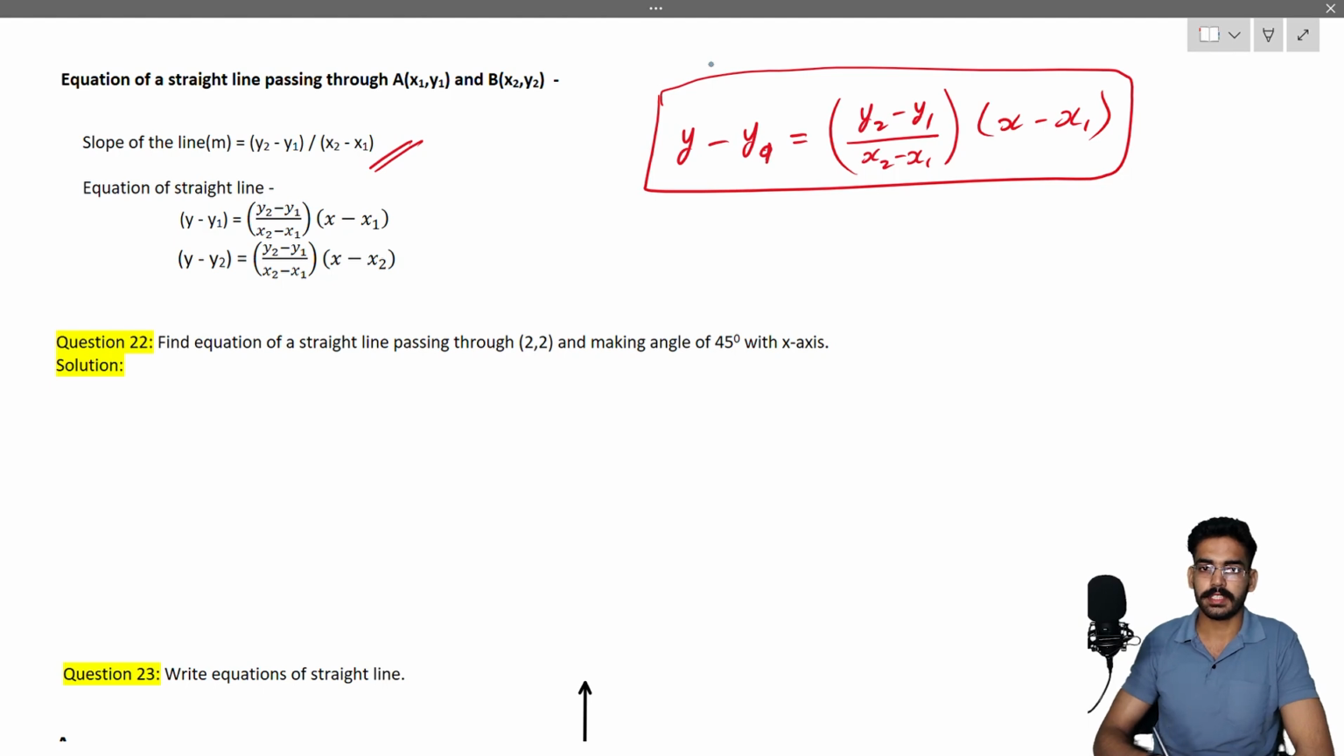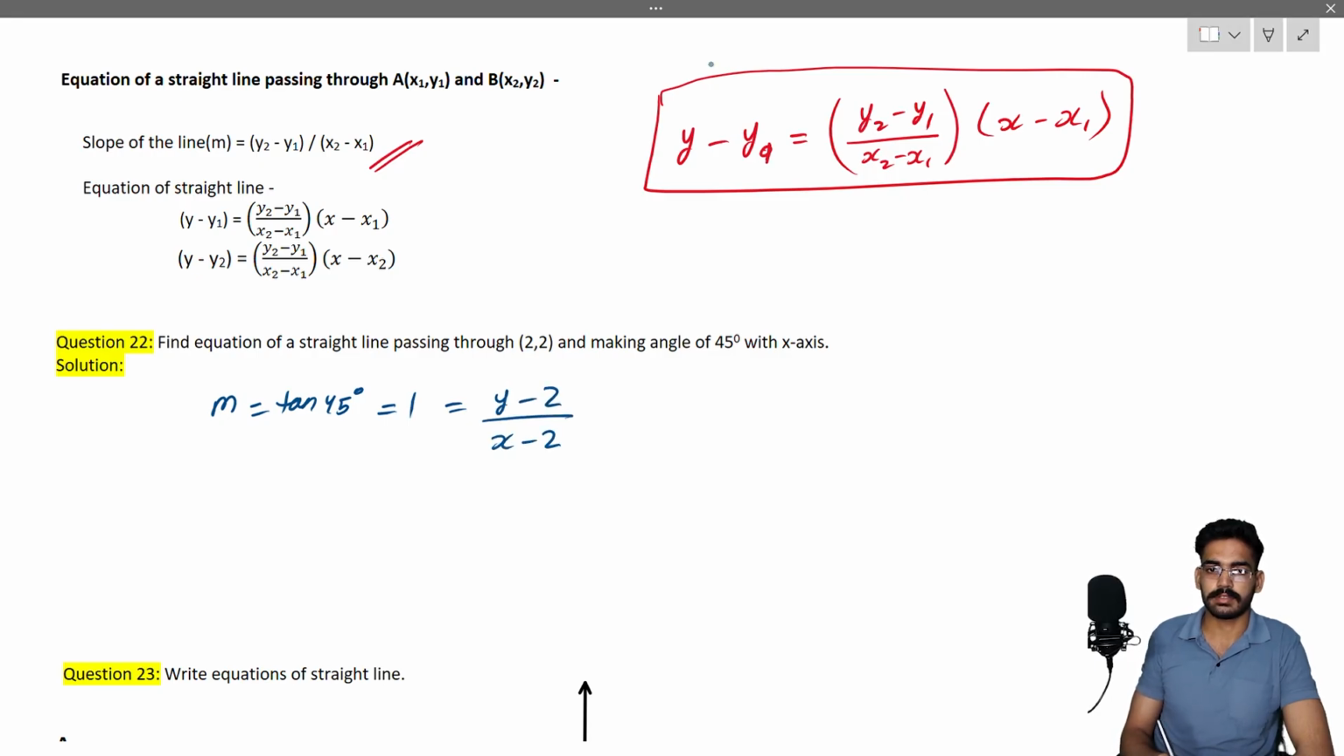Equation of a straight line passing through (2, 2) and making an angle of 45 degrees with the x-axis. So I can say slope is equal to tan 45 degrees, that is 1. Now I assume a point (x, y) and write the slope as y minus 2 divided by x minus 2. So y is equal to x. This is my equation.